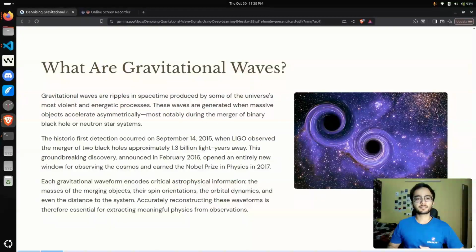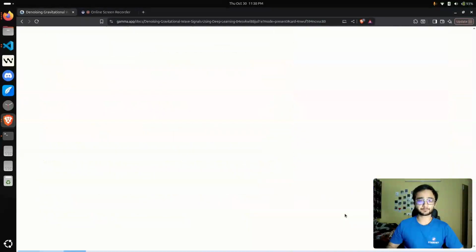Okay, so first let's learn a little bit about gravitational waves. The first time these were discovered was 2015, which is recent, so there haven't been like a huge number of breakthroughs in trying to get the signal. The signals are incredibly faint and covered in a lot of noise. So each waveform encodes critical astrophysical information. For example, the masses of the objects, their spin orientation, their orbital dynamics. And this is key to understanding how our universe works and key to discovering and understanding faraway objects.